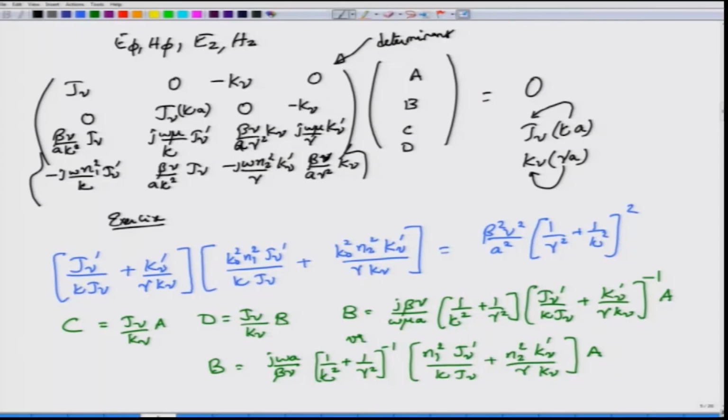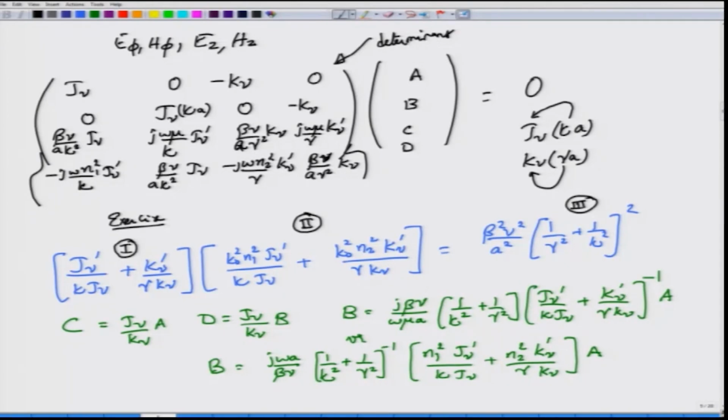For example, the term that I have here in the first bracket, which I will call term 1, I will put a small circle around it just to show that this is not I, this is term 1, and the one that I have written here is term 2. So I have term 1 and term 2 here, and I can write 1 by gamma square plus 1 by kappa square as term 3.